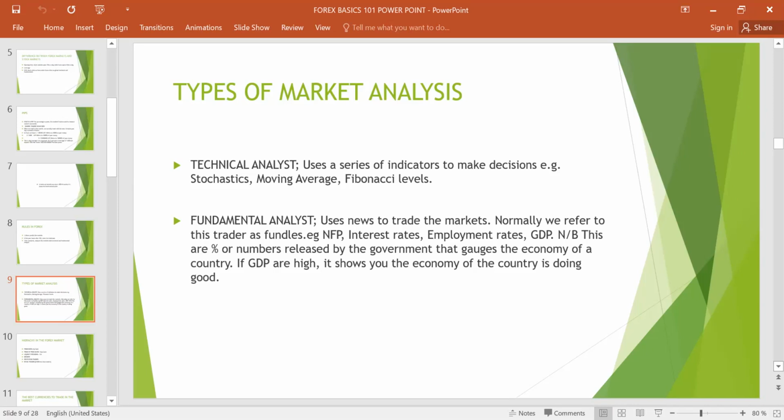We have interest rates, we have employment rates, we have GDP. GDP are basically the percentage numbers released by the government that gauges the economy of a country. If GDP is high, it shows you the economy of the country is good.